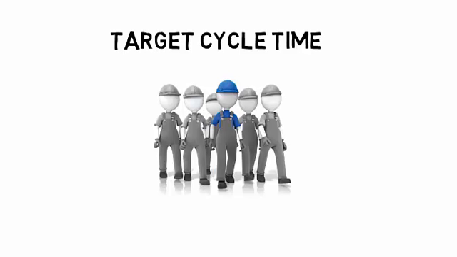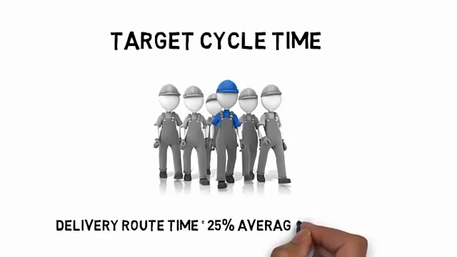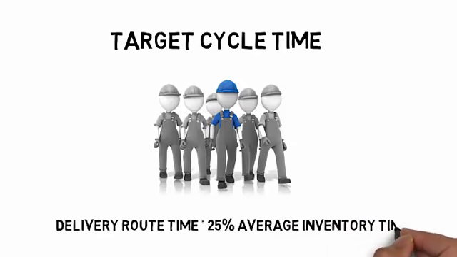So here's a rule of thumb. Try to set your delivery route time at about 25% of the average inventory usage time. Now, what do I mean by that? Well, for example, if a bin holds a one-day supply of material, that is, normally it would be consumed in 1 day, then set your delivery route time to 4 times per day.